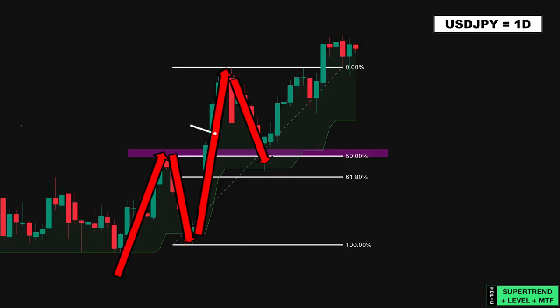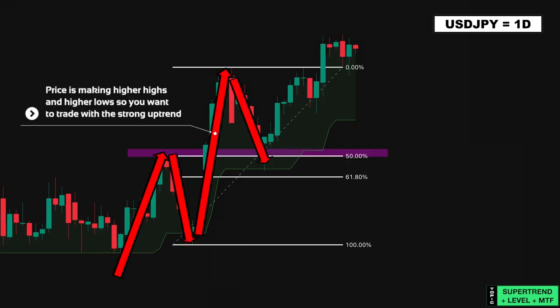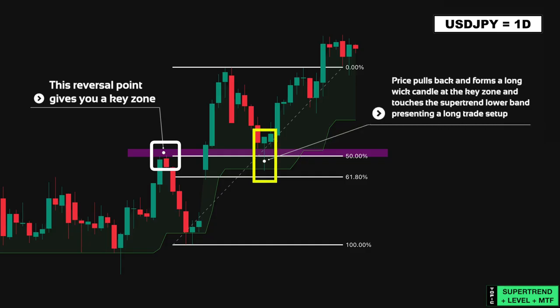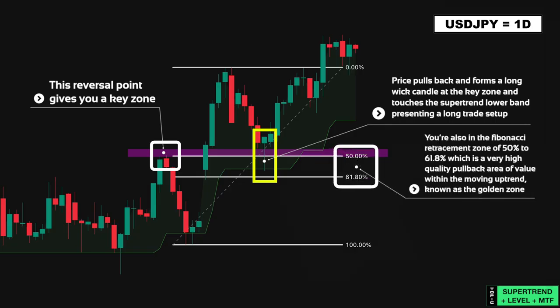This is the dollar-yen currency pair, daily time frame. Price is making higher highs and higher lows, so you want to trade with the strong uptrend. This reversal point gives you a key zone. Price pulls back and forms a long wick candle at the key zone and touches the super trend lower band, presenting a long trade setup. You're also in the Fibonacci retracement zone of 50% to 61.8%, which is a very high quality pullback area of value within the moving uptrend, also known as the golden zone.